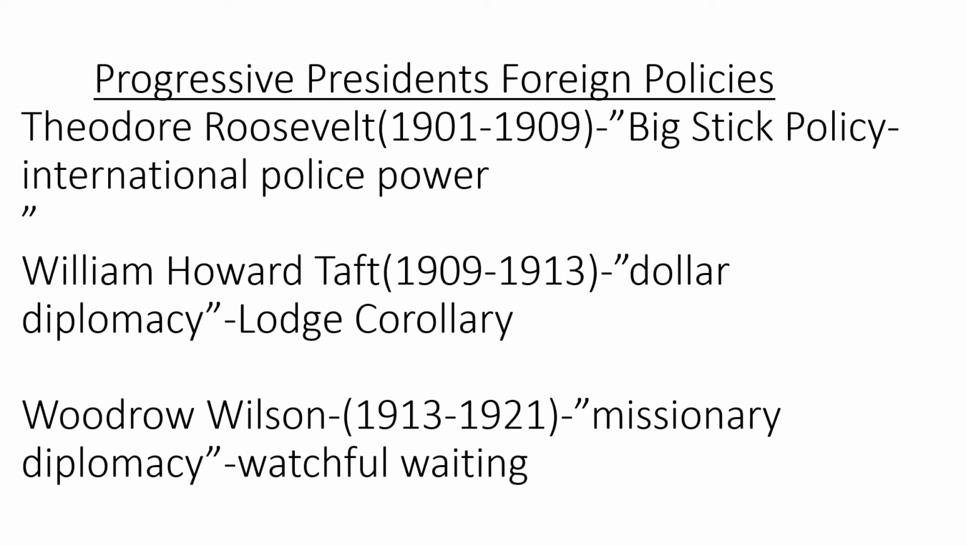Woodrow Wilson's missionary diplomacy was to help promote democracy and further the cause of world peace. He introduced cooling-off treaties where commissions would make decisions on international disputes, but would do it slowly so things would cool down. He used dollar diplomacy in Nicaragua and used watchful waiting in regard to instability in Mexico.